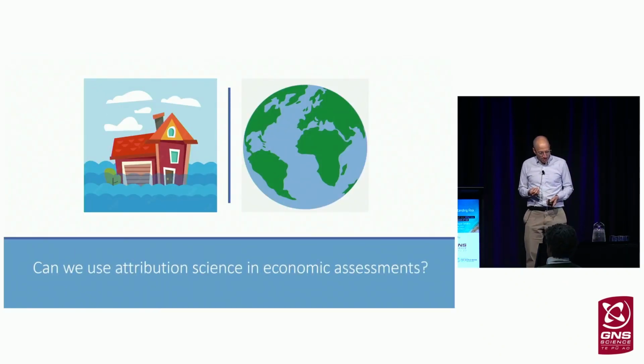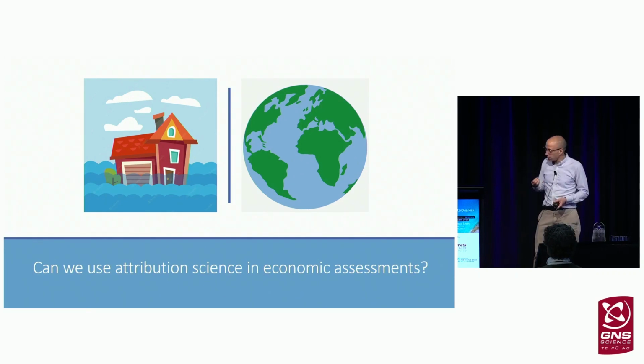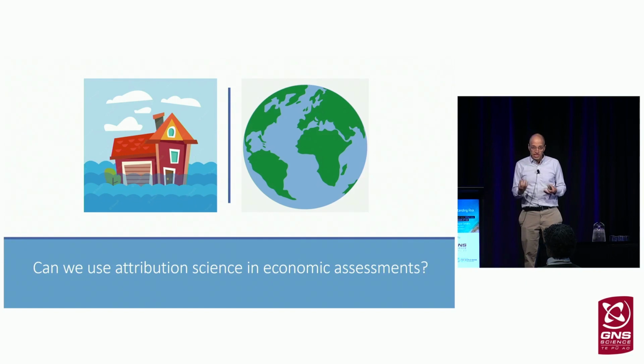So the question is, can we use that insight that extreme weather events are a cost of climate change to say something about quantifying those costs, right? And for that, we can use something called attribution science.